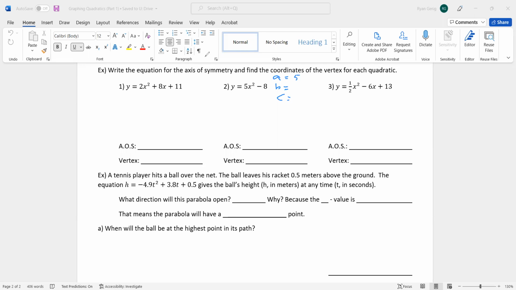B is the one that's attached to just X. There is none of that here. So B is 0. C is negative 8. This one's actually pretty easy because when you're finding the axis of symmetry, what goes in for B? 0. Doesn't really matter what goes in for A. It does, but in this case, you get 0 over 10. You just get 0.